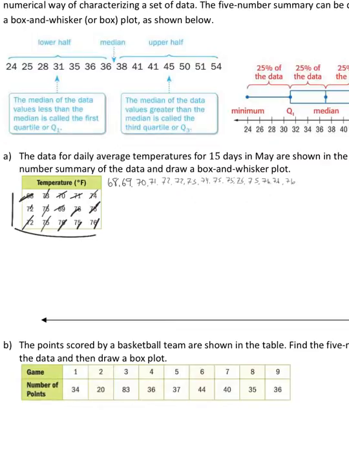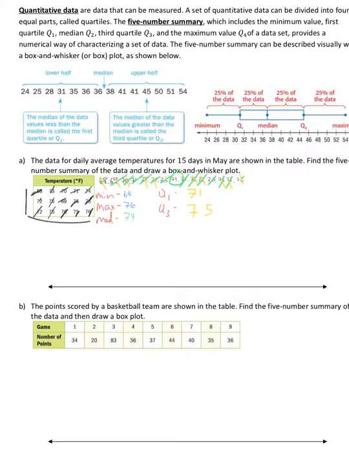Okay, so now I need the 5-number summary. So I'm going to pause the video again, as you should, and do that. All right, so the minimum is the smallest, I got 68. The max is the largest, I got 76. The median is the number in the middle. So again, I had 15 pieces of data. That's an odd number, so I should have one exact median. It should be 74.